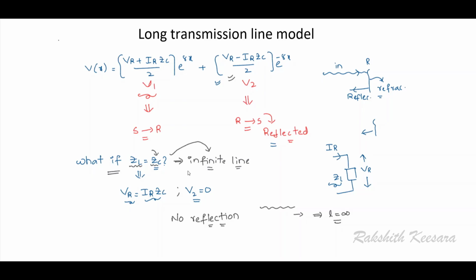So in the question, if it mentions the line is infinite, then you should take the load impedance equal to the characteristic impedance. And don't get confused, sometimes this characteristic impedance is also called surge impedance. I will explain this afterwards. For now, just remember.